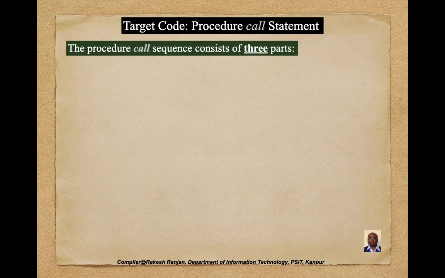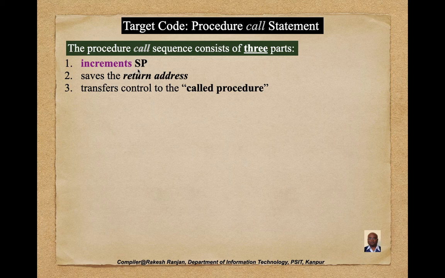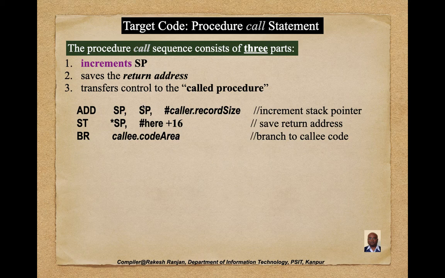Target code for the procedure call statement: how can the call statement be made? The call statement consists of three parts: increment SP, the stack pointer, save the return address, and then transfer control to the called procedure. It can be done like this: ADD SP, SP, #caller.recordSize; ST *SP, #here+16. We are incrementing the stack pointer, and then we are storing the return address, because after address 16 we have to return here, and then we are branching to the callee.codeArea.